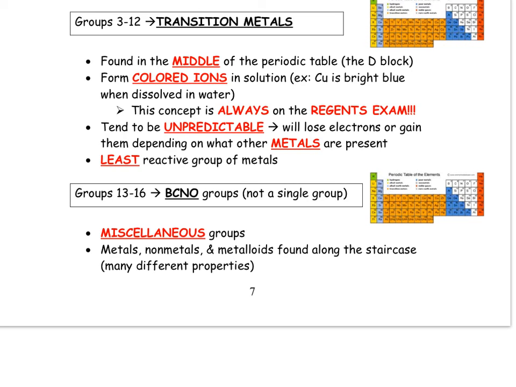Alright, groups 13 through 16 don't have formal names. We call them the boron group, the carbon group, the nitrogen group, and the oxygen group. If you're looking at the top of your reference table, look at the very top element, and you'll see boron, carbon, nitrogen, and oxygen. I'm not going to pull up a reference table because I know you have it in front of you. So there's no real formal names for these. What makes these guys so special is that they contain metals, nonmetals, and metalloids, which are located right there along that staircase. You're going to have to know where the metalloids are. Metalloids are not true metals, and they're not nonmetals. They're kind of in between the metals and the nonmetals.